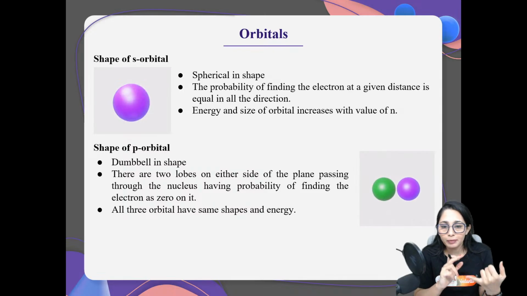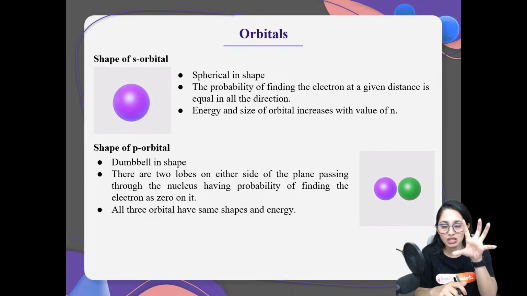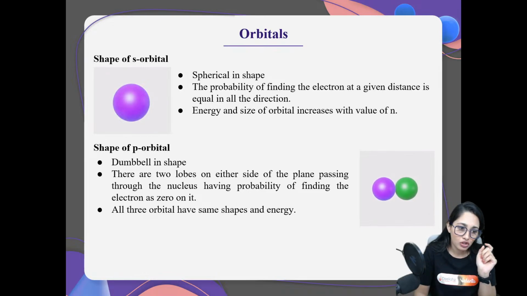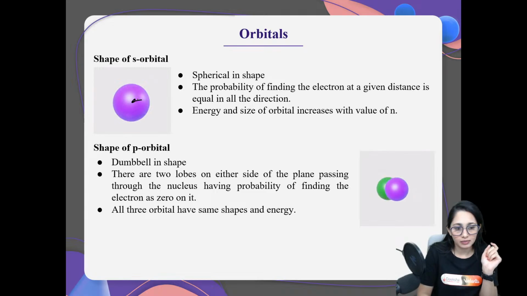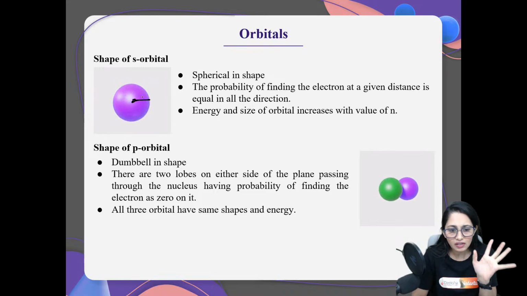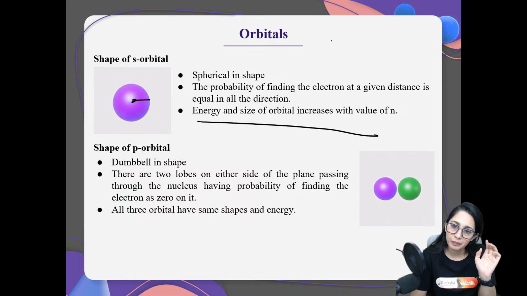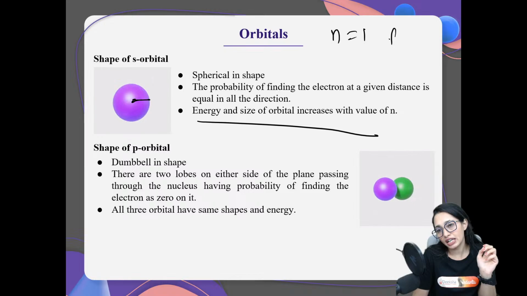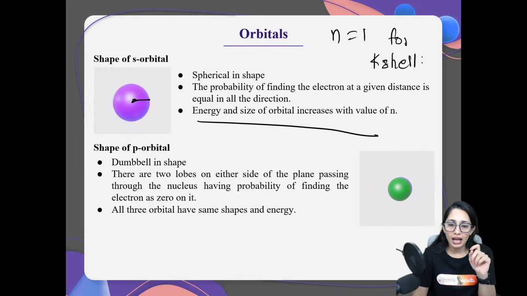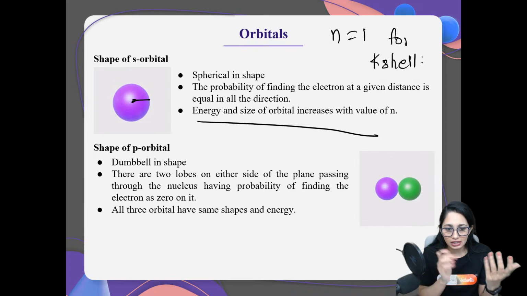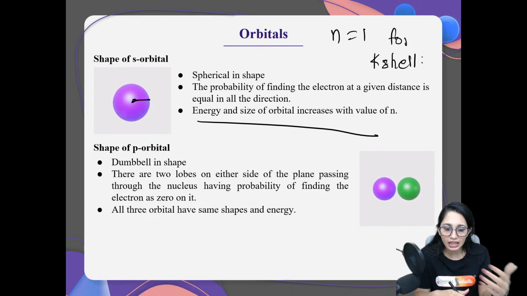It is spherical in shape, and the probability of finding the electron at a given distance is equal in all directions because it is spherical. So from the center to any point on the circle the distance will be equal. The energy and size of the orbital increase with the value of n. n is equal to 1 for the K shell. As the value of n increases, the energy and size of the orbital increase.